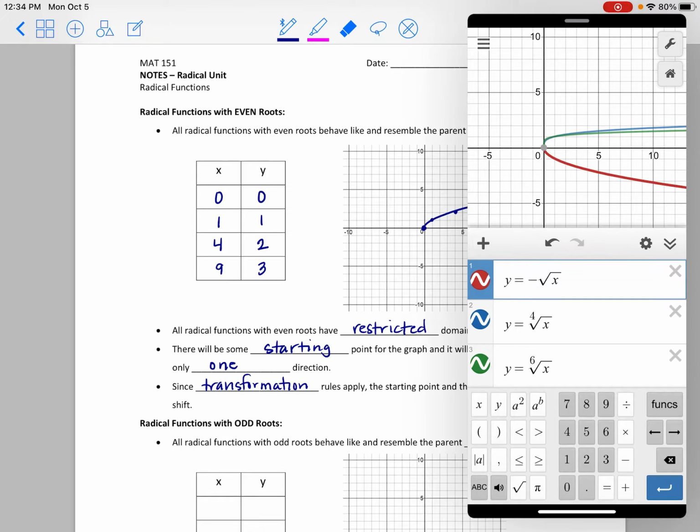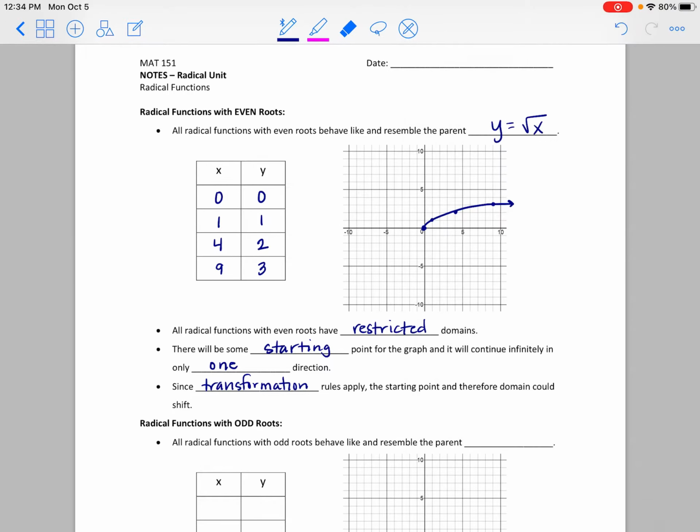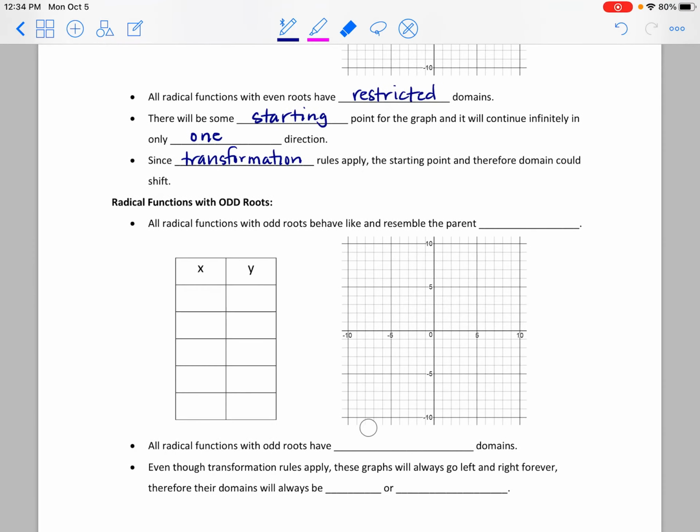You put a negative. Well, that won't change the domain, but if you put a negative, let's say in here, then you could go forever to the left instead of going forever to the right. And again, you could shift it up, down, left, right, but all the radical functions with even roots will behave the same way. And then the same for odd roots.